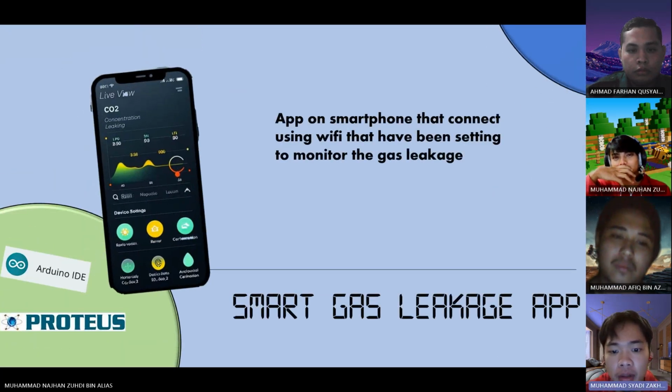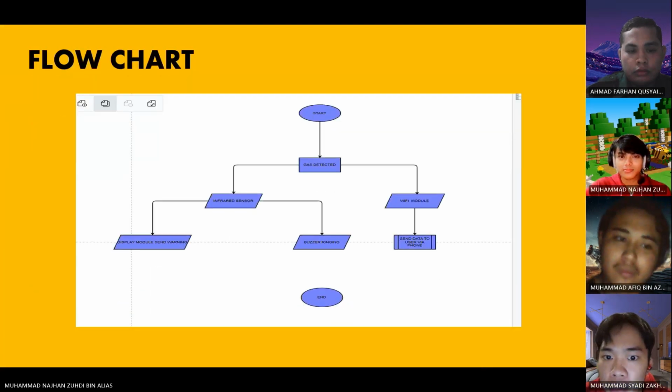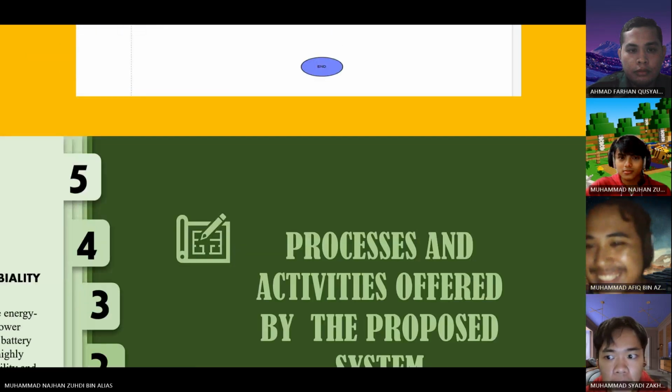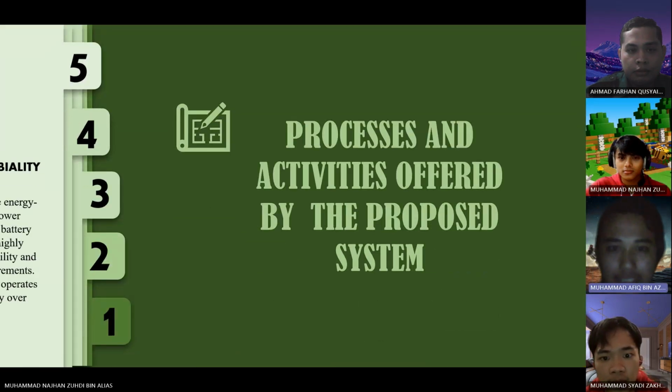Next, the smart gas leakage app. This app we can use in a smartphone that connects using Wi-Fi, which has been set up to monitor the gas leakage. So here is the flowchart for our system. And here are the processes and activities offered by the proposed system.